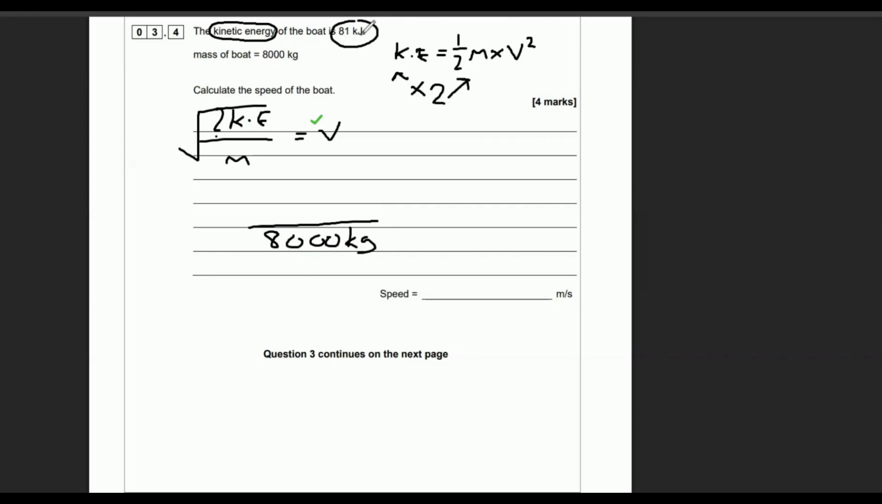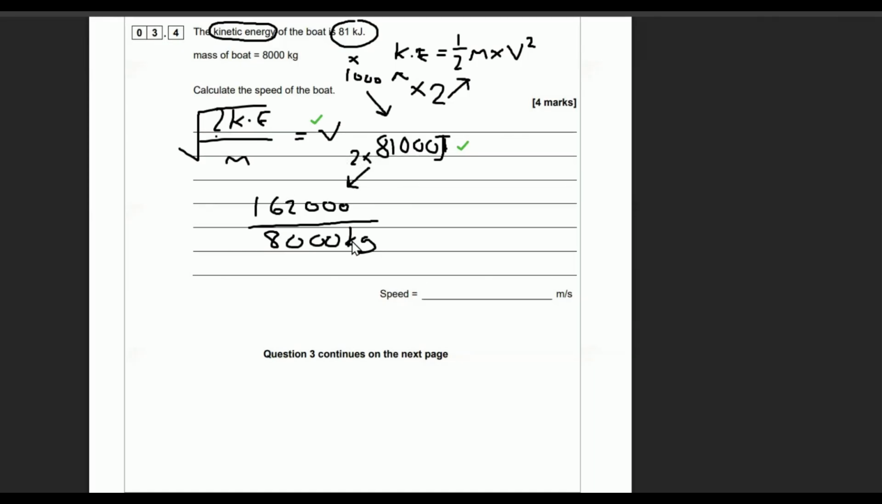However, energy is measured in joules, not kilojoules. So I need to convert that to 81,000 joules by timesing by 1,000 to get rid of the K. That's going to give us 81,000 joules. And remember that we're timesing it by 2. So 2 times 81,000 is 162,000. So I need to 2 times that, and that's going to give me that.